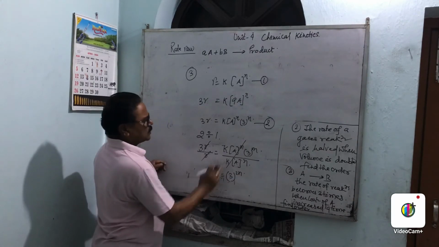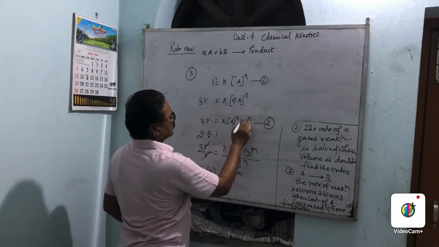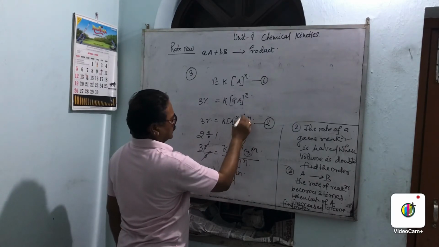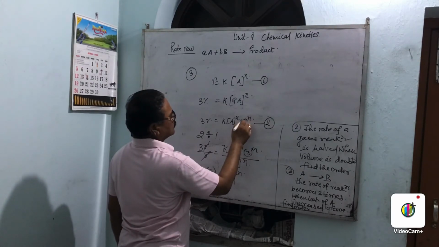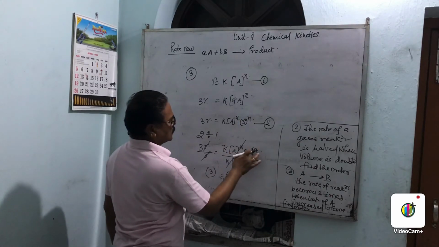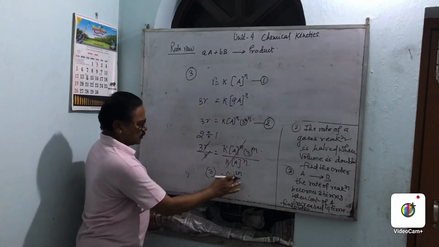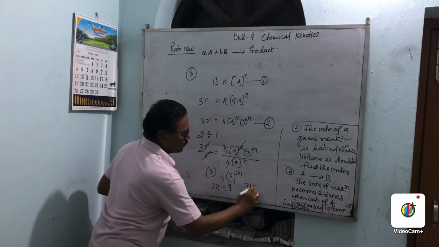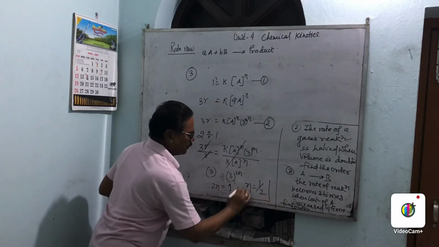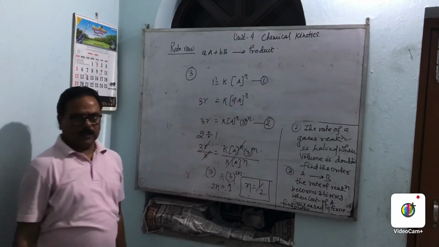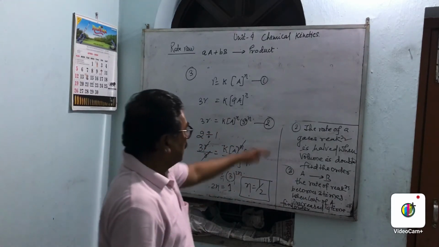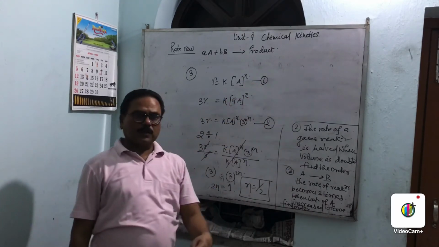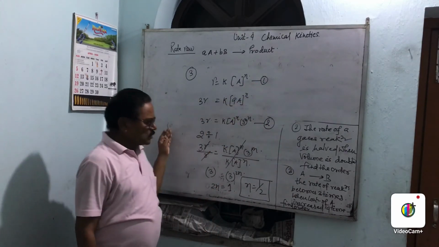Because 9 is 3 squared, the power is 3 to the power 2, and then n is multiplied, so it is 3 to the power 2n. That's why I write here 3 to the power 2n. So 2n is equal to what? 1. So the order is equal to 1 by 2. That will be a fractional order. So if it is asked in the question to find the order, we can solve it this way.